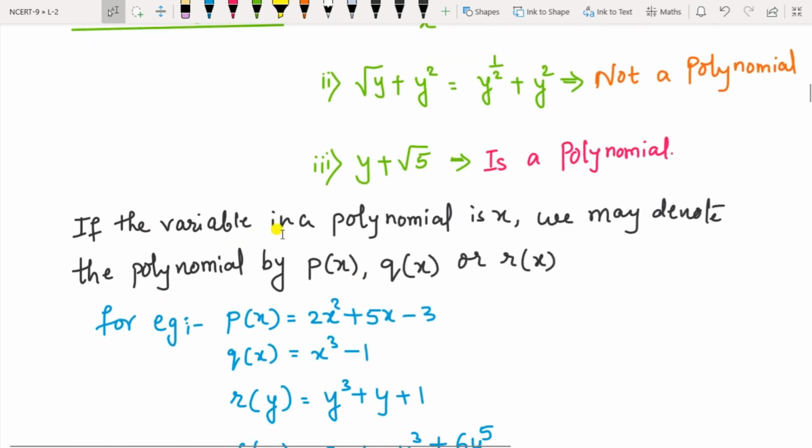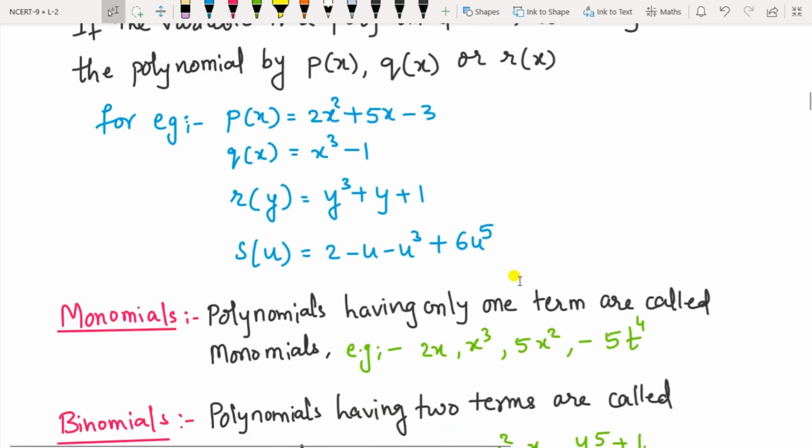Now if the variable in a polynomial is x, we can denote it by p(x), q(x) or r(x) and so on. Whatever the algebraic expression is, in whatever variable, you can denote that polynomial with that name. So here it is 2x square plus 5x minus 3. The variable for this algebraic expression is x, so you can denote it by p(x), here by q(x). If it is in y, you can write it as p(y) or r(y) or q(y), anything. Or if the expression is in u, you can write p(u), q(u) or s(u), anything.